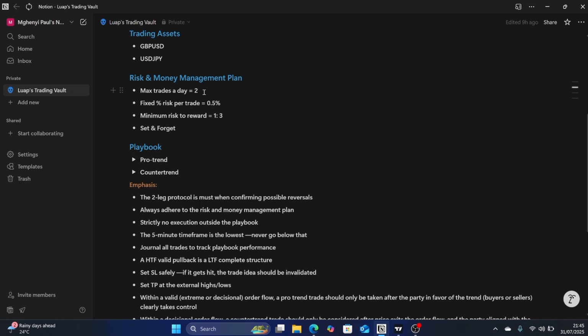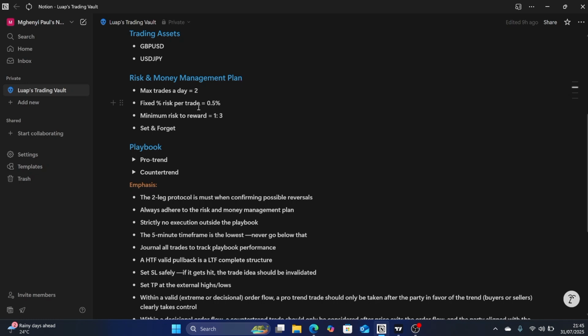This means that there are days that you can never see any setup. Maybe you may see one setup, you may see none. So that also applies. Then the fixed percent risk per trade.